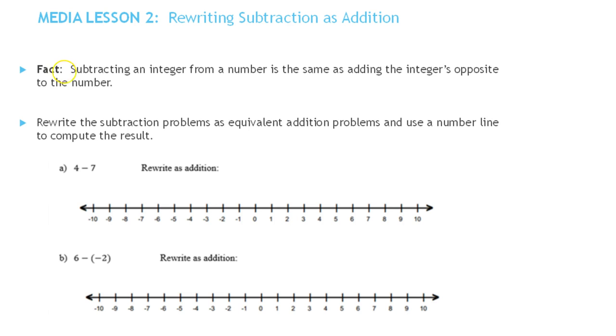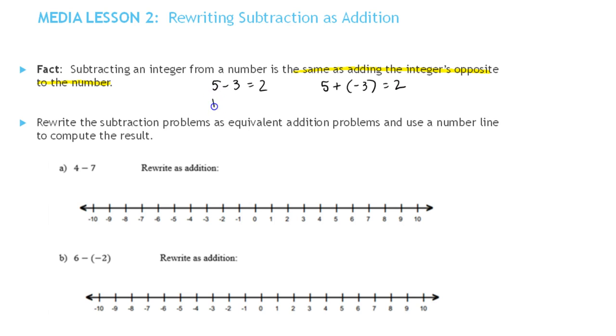So here is our fact. Subtracting an integer from a number, let's highlight this, is the same as adding the integer's opposite to the number. So let's just look at a really simple example of this. 5 minus 3, we know this is 2. This is equivalent to 5 plus negative 3. We can change the subtraction to addition, and here we were subtracting a positive 3. We can instead add the opposite of positive 3, negative 3, and the results are the same.